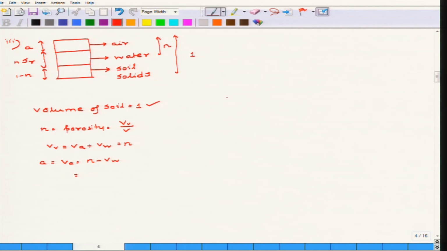Now we also know that the degree of saturation can be written as the volume of water divided by volume of voids, that is what the degree of saturation is. So the volume of water can be written as SR into VV, and we have already said that VV is equivalent to N, so SR into N. So N minus SR into N, so this is equivalent to 1 minus SR into N. So the volume of air is found out to be 1 minus SR into N.